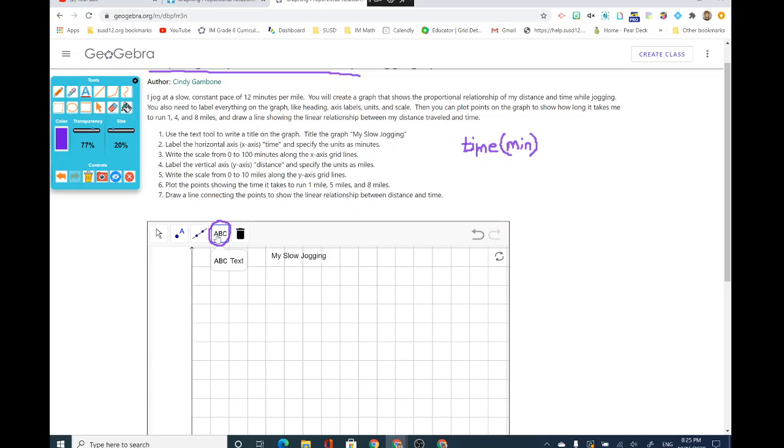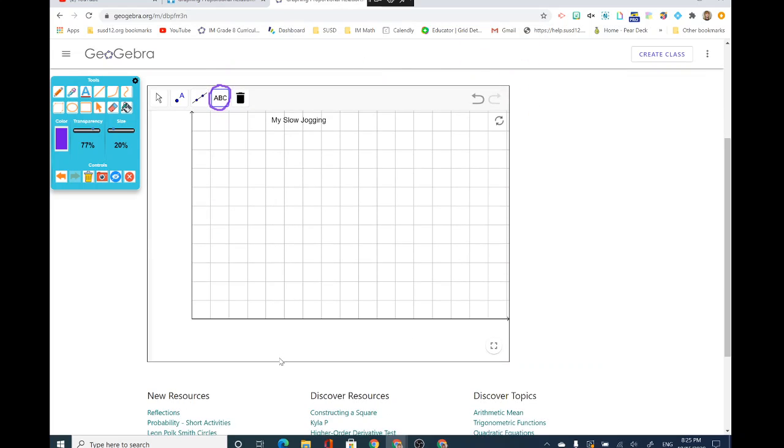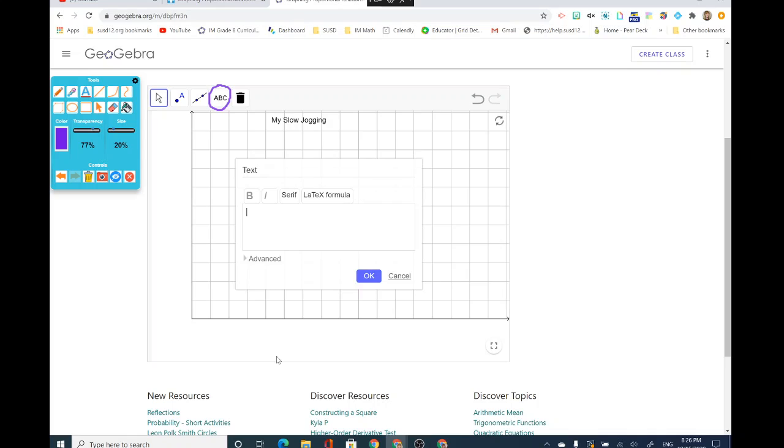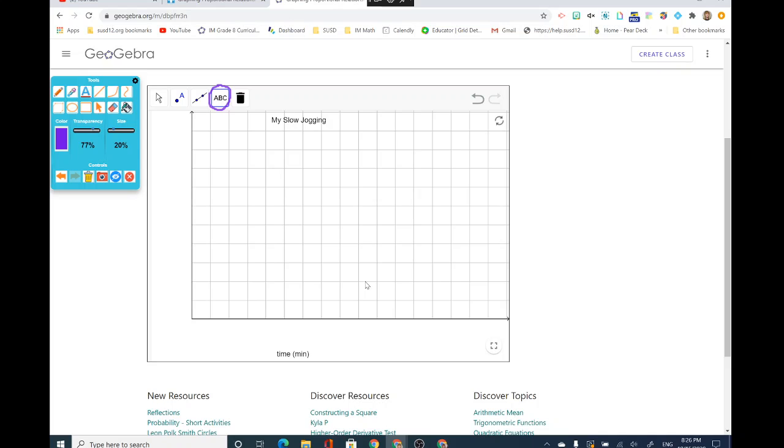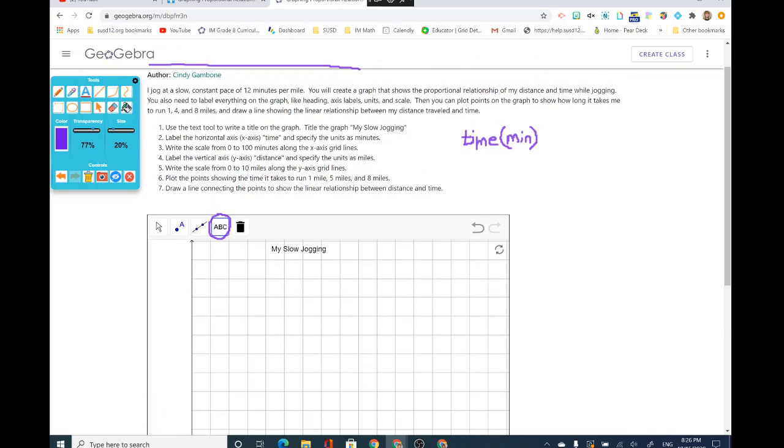Use the text tool again. Go down here, and this is for the x-axis. So let's label that time, and in parentheses, you can write out the word minutes or just min as an abbreviation. There you go. Number 3, write the scale from 0 to 100 minutes along the x-axis grid lines.